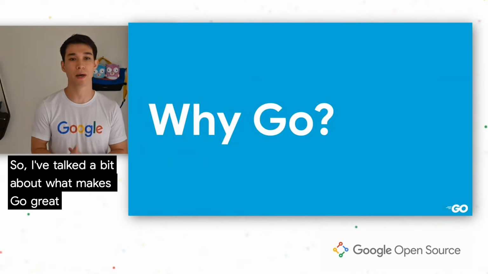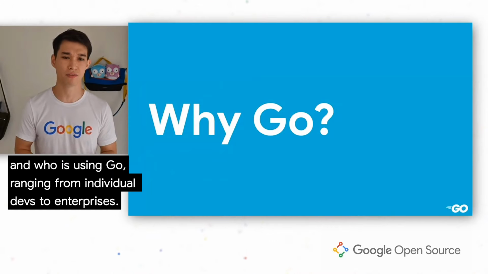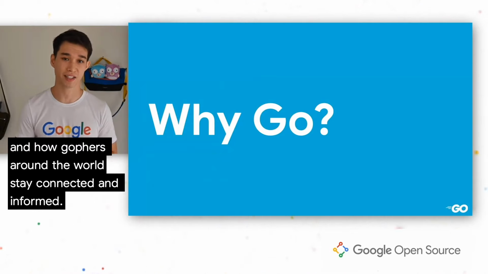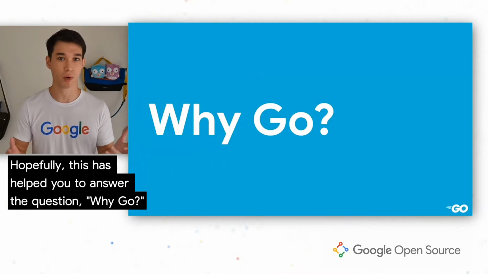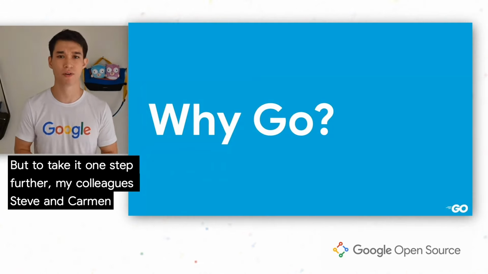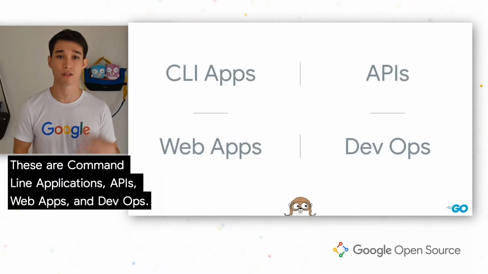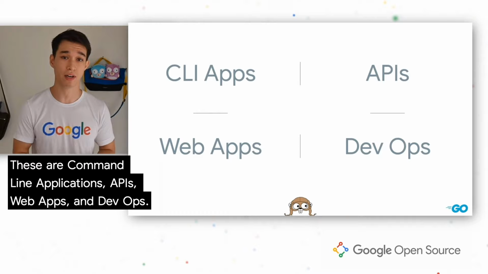So I've talked a bit about what makes Go great, where the language is heading, and who's using Go, ranging from individual devs to enterprises. I also touched on the community and how Gophers around the world stay connected and informed. Hopefully this has helped you answer the question, why Go? But to take it one step further, my colleagues Steve and Carmen are going to cover the top 4 use cases for the language. These are command line applications, APIs, web apps, and DevOps.